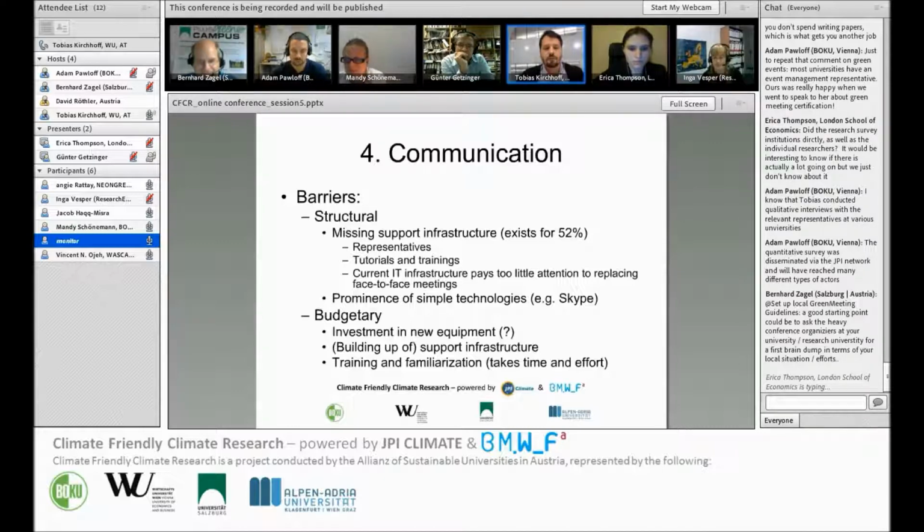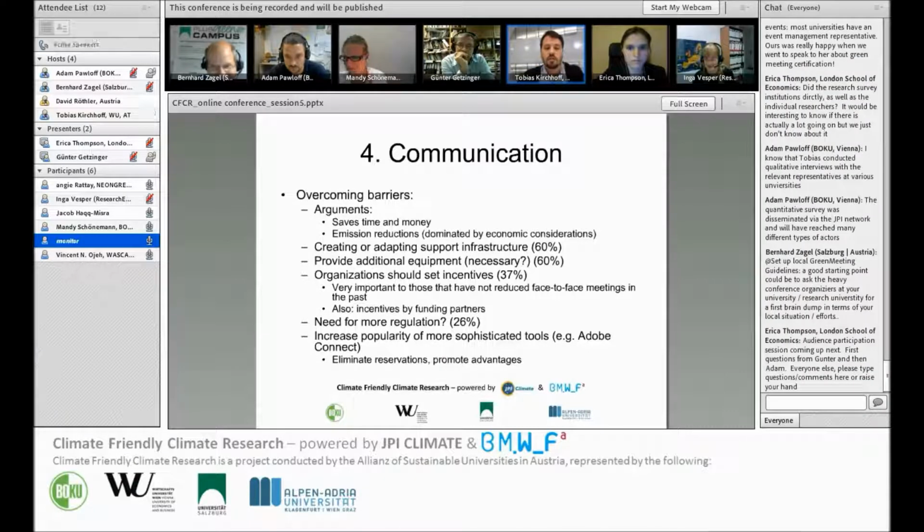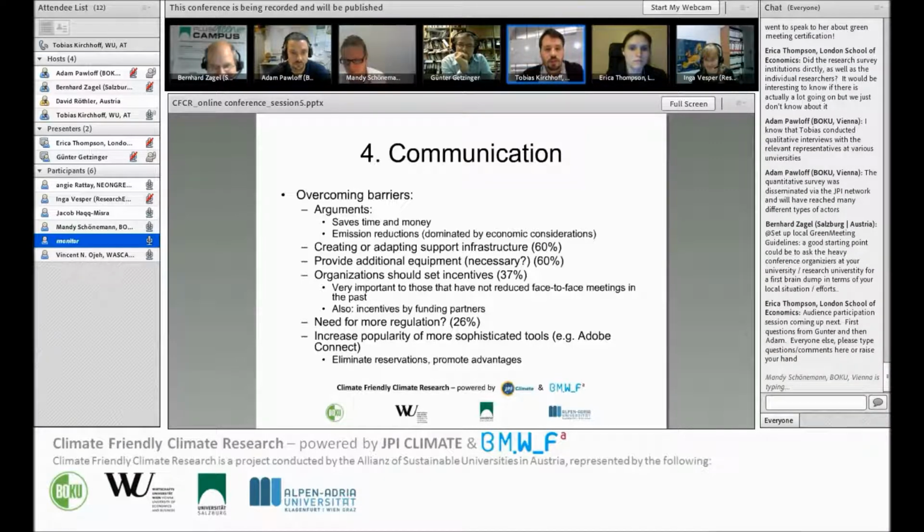The building up or the maintenance of support infrastructures also costs money, as well as the familiarization for people that are not used to communication technologies. So how could we overcome these barriers? I mean, we've already talked about the main arguments, which is saving time and money, and I think this is an argument which hasn't developed its full potential.